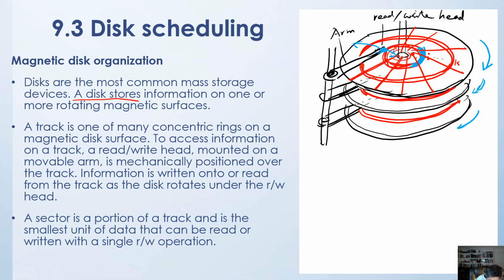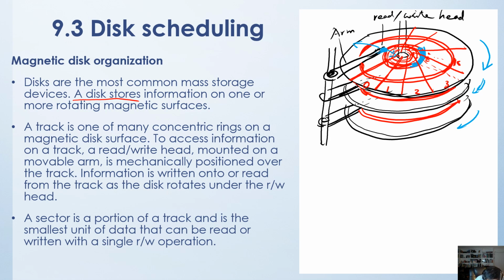A sector has a number, so this is going to be sector 0, sector 1, sector 2, sector 3, and then you have track 0, track 1, track 2, track I, and all the way to track K. You have tracks from the inside towards the outside, and you also have the sectors. So if you want to store data, the data is going to be stored in one part of the track.